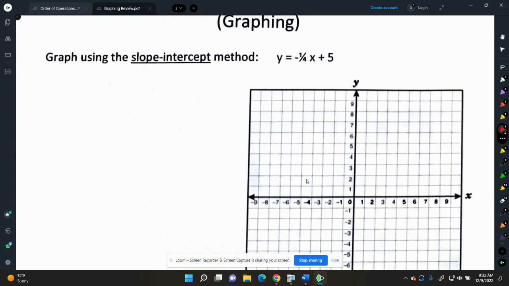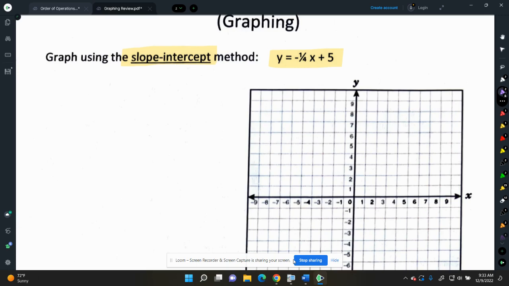Okay, so when we are graphing, make sure on your midterm that you read the instructions. You have to use the method that I indicate. So this one, I'm asking you to graph using the slope-intercept method. Without actually telling me how to do this particular problem, I want you to tell me how to graph in general using the slope-intercept method. Y equals mx plus b.